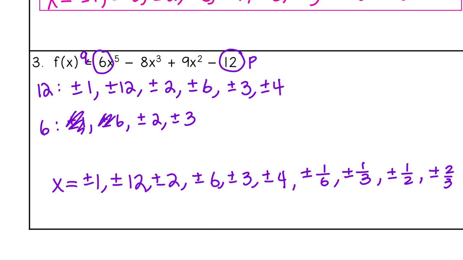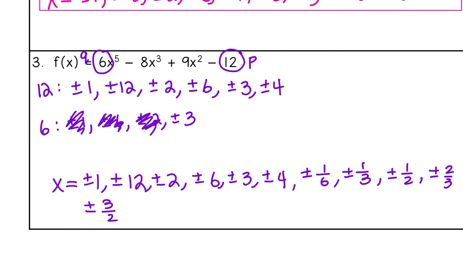And then 4 over 6 simplifies to 2/3, so we need this one. Okay, so now we're officially done with that 6. Now we need to go through and use 2 as a denominator. So 1 over 2 is already here. 12 over 2 is 6, which is already on the list. 2 over 2 is 1, already on the list. 6 over 2 is 3, already on the list. 3 over 2, that's not on here, so we need to write that. I'm going to write it at the bottom because I'm running out of space. So plus or minus 3/2. And then 4 over 2 would be 2, and that's already here. Okay, so we're done with the 2.